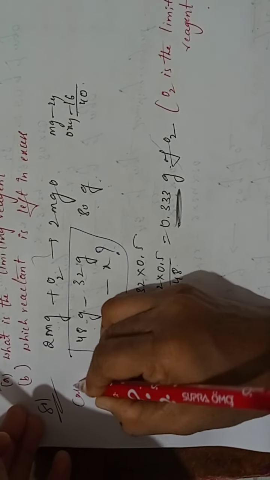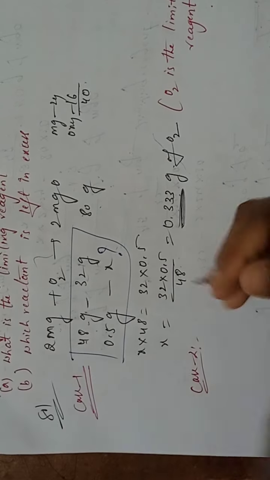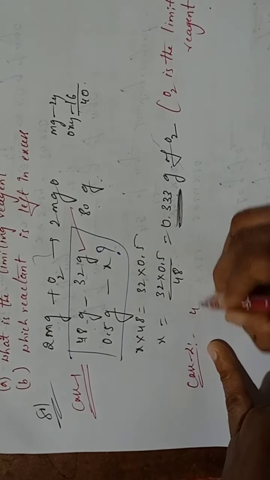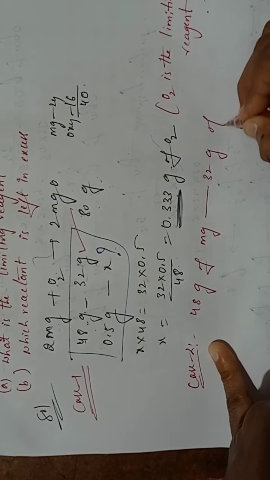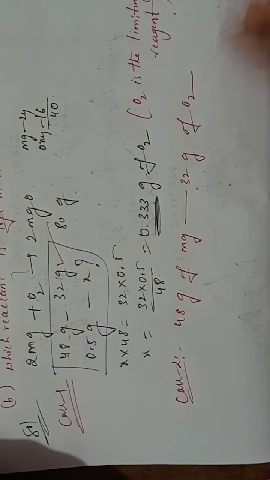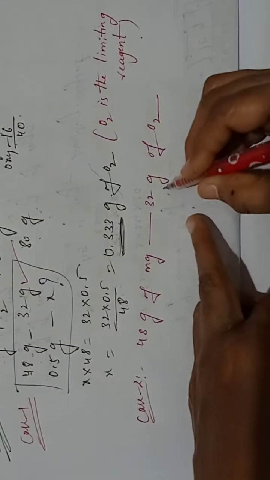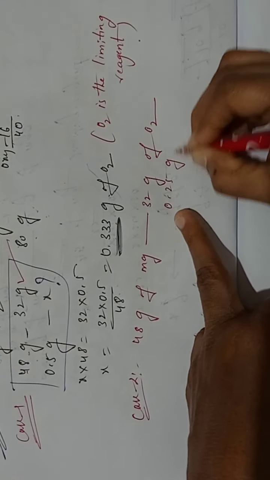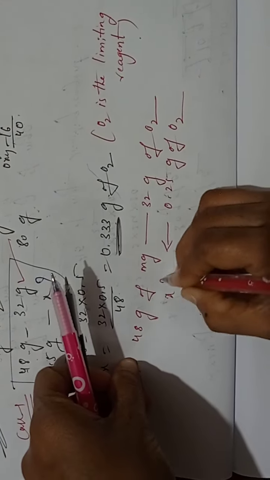See here, O2 is the limiting reagent. This is case 1, students, in which we calculated. Now in the second case, I am taking this as it is: 48 grams of magnesium combines with 32 grams of O2. Now in the question, I am taking the oxygen weight, 0.25 grams. So 0.25 grams of oxygen can combine with how many grams of magnesium, I am going to calculate.